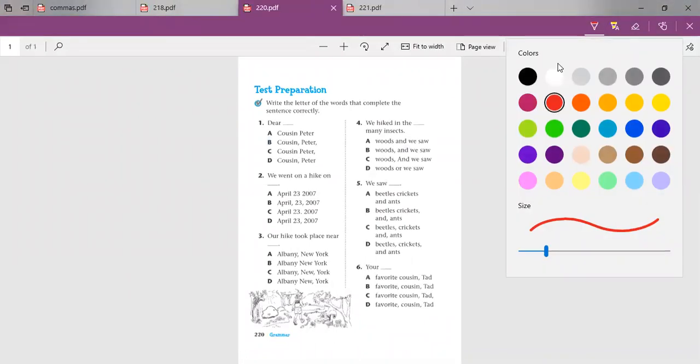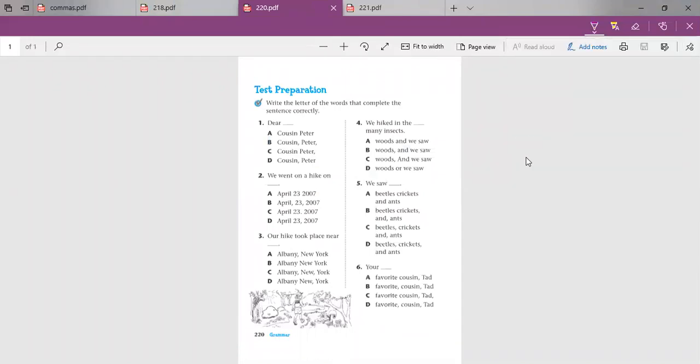Number 5. Okay, now sentence number 1. Ali, can you read sentence number 1? Dear cousin Peter. Okay, so which one is correct, Ali? Which one has used the comma in the correct way? Dear cousin Peter, I am writing a letter. I have to see which option has used the comma in the correct way.